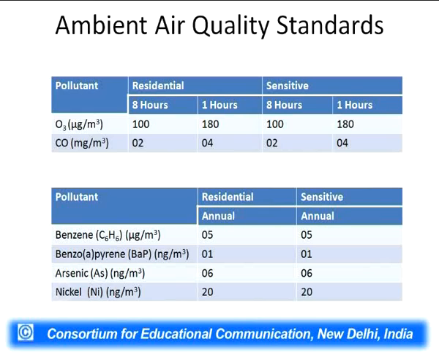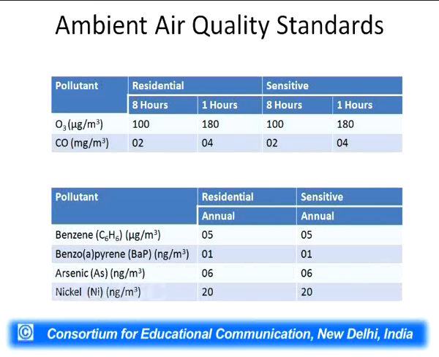As far as CO's average is concerned, CO is a very lethal gas. Even a very small presence of CO can be very, very harmful. It shouldn't be more than 2 milligram per meter cube in residential. As far as its 1 hour average is concerned, it shouldn't be more than 4 milligram per meter cube. In sensitive area, it should be 2 microgram for 8 hours. It should be 4 microgram for 1 hour's average.